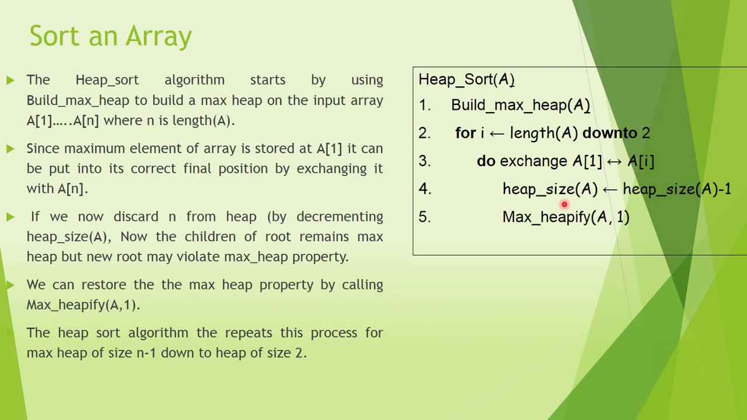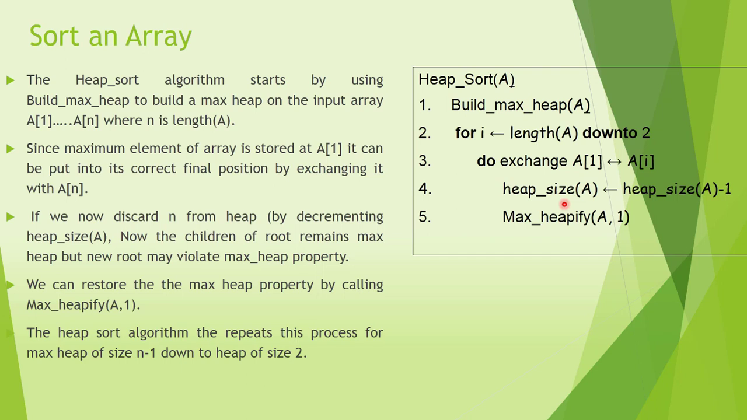Next we are going to study the exact heap sort algorithm. Heap sort starts by using build max heap to build a max heap on the input array A of 1 to A of n, where n is the length of A. We already studied the working of build max heap. Since the maximum element of the array is stored in A of 1, it can be put into its correct final position by exchanging it with A of n.